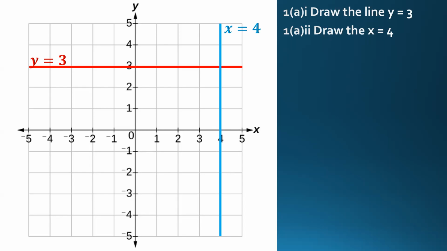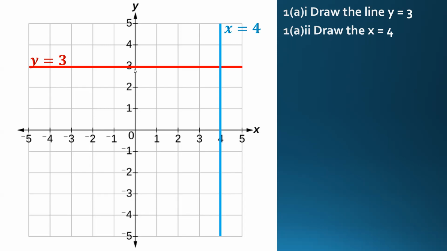Yes, sir. Okay. How do we get the line x is equal to 4? So we would look on our x-axis, and look for 4, and then we draw a line going up, and we label it x equals 4.